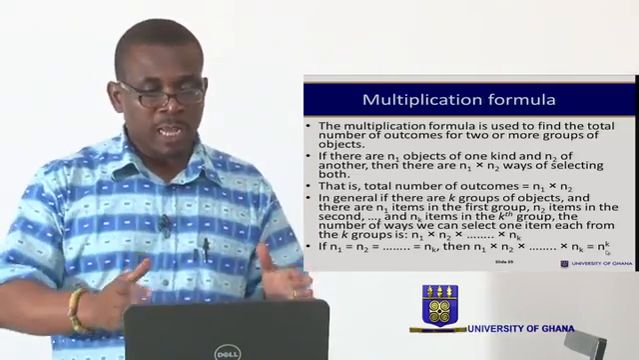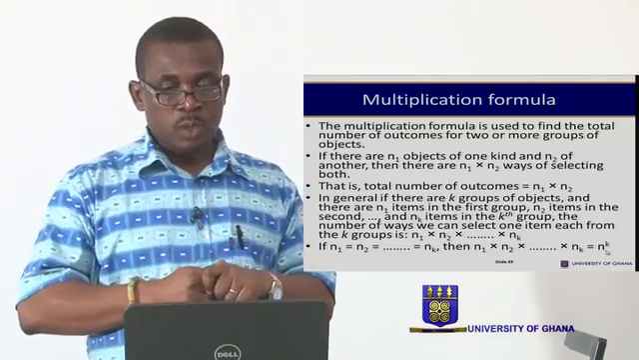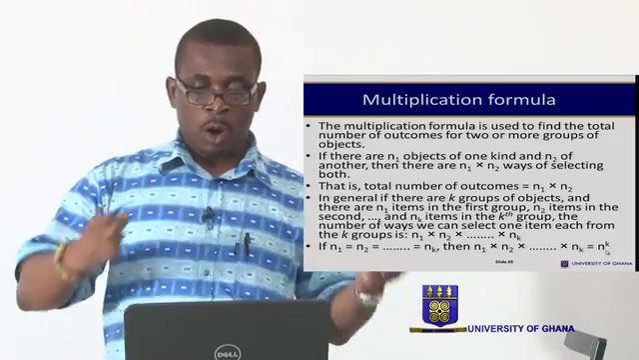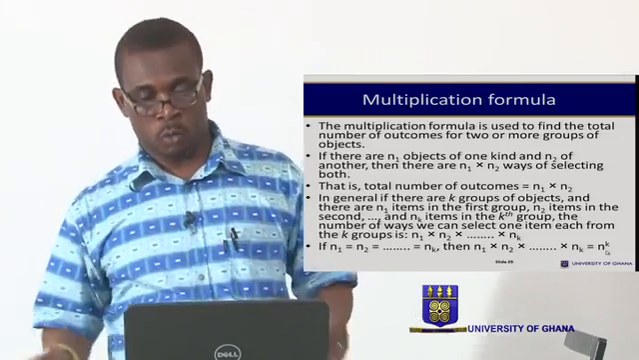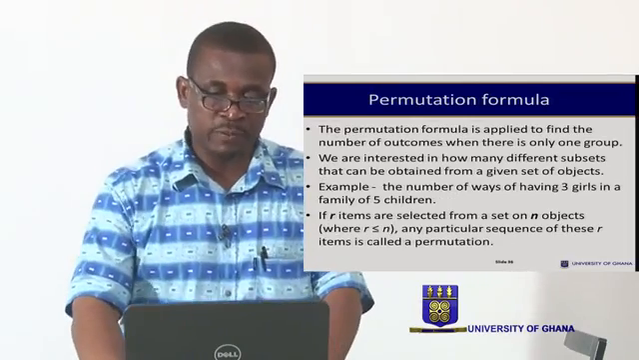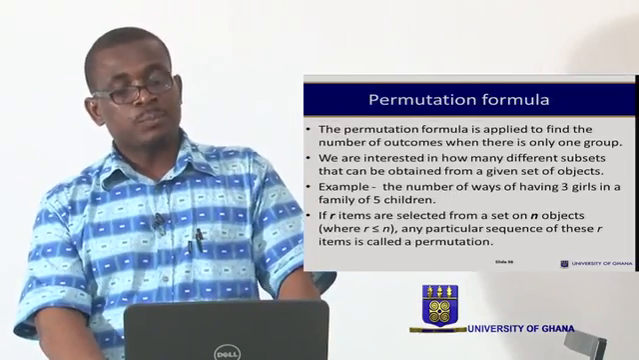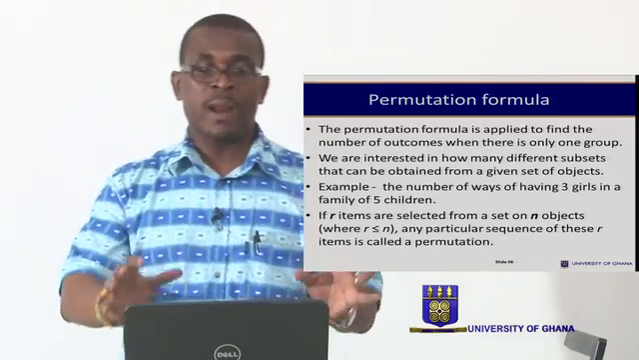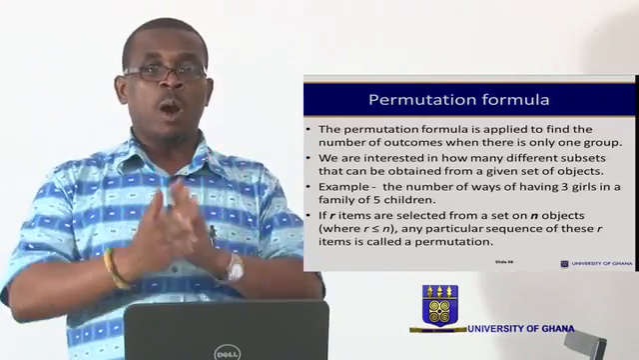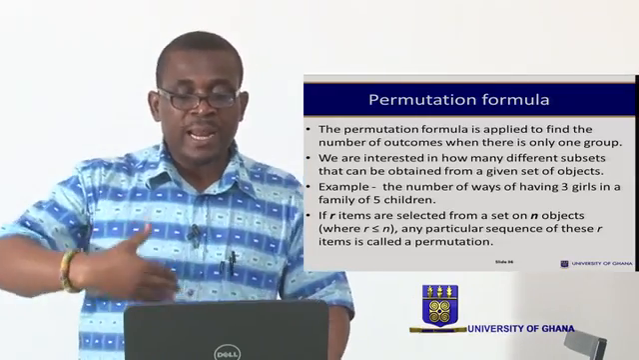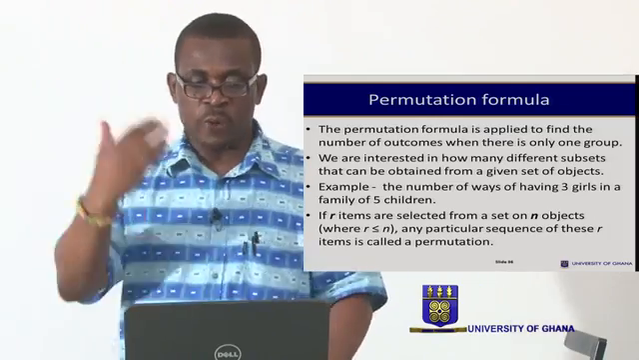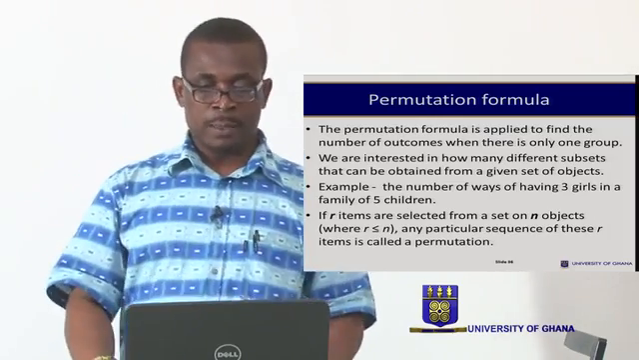So that's what it means. It shows us how many ways of selecting one object each from 2 or more groups. So this is how to illustrate it. Then we come to what is called the permutation formula. Whereas in the multiplication formula there are 2 or more groups, when it comes to permutation, there's only one group, and we want to find out how many subsets we can generate from that group.